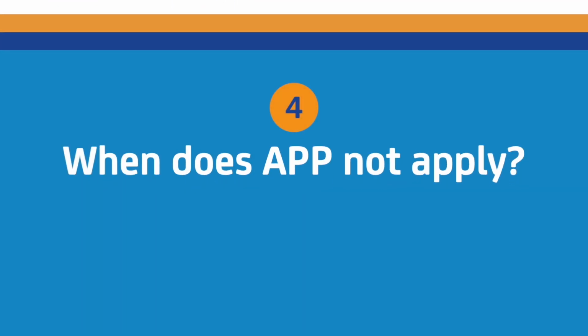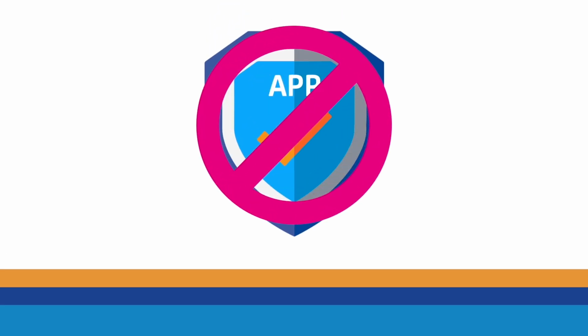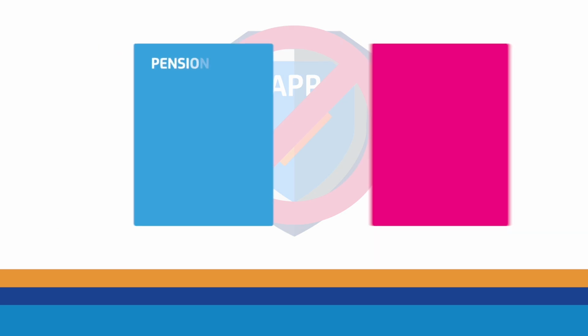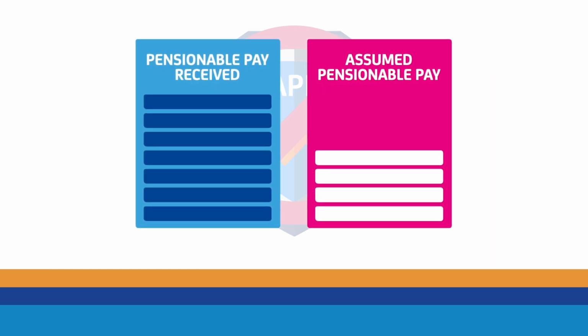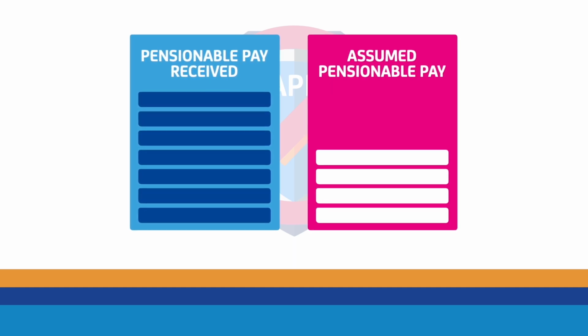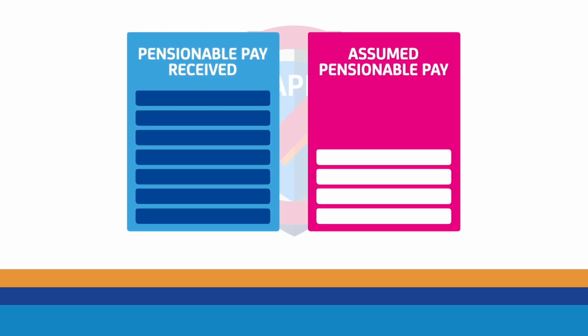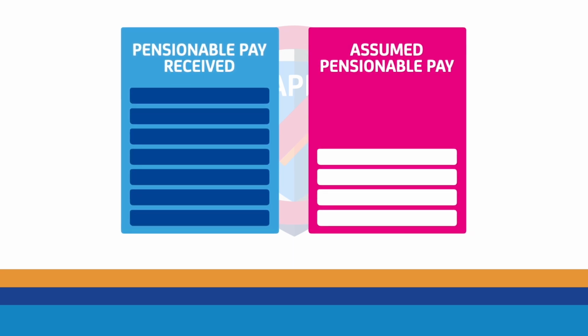When does APP not apply? APP doesn't apply in certain circumstances. These are during any part of relevant child-related leave during which the pensionable pay received is greater than the assumed pensionable pay for that part of the leave period. On those days, both the employee and employer pay contributions on the actual pensionable pay received.